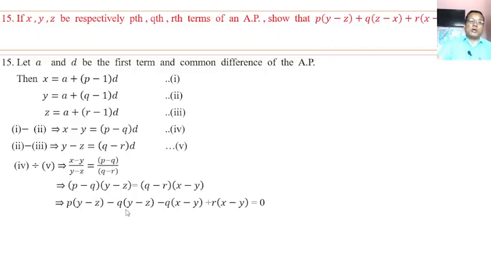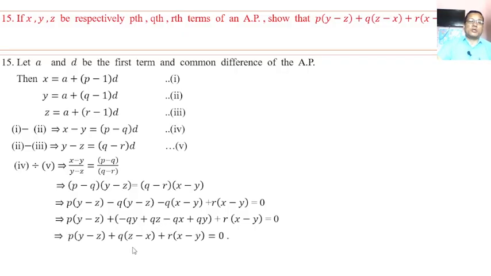The next term is minus q times of y minus z, and then r times of x minus y, which gives the last term r times of x minus y. Simplifying the expression, minus qy and plus qy cancel, and q over terms cancel, so we get this which was to be proved.